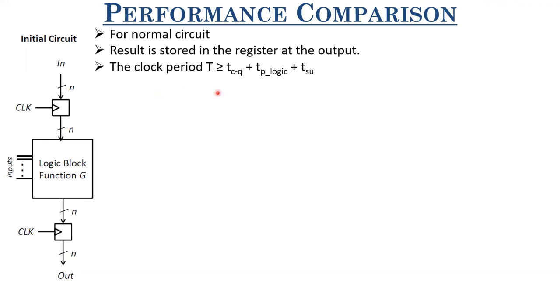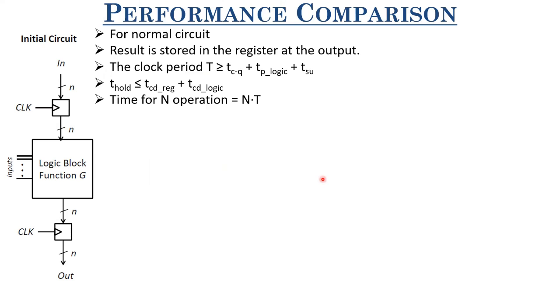What is the clock period? This is the minimum clock period. So this clock period is greater than TCQ plus TP logic plus T setup. This is what we discussed in the first lecture on sequential circuits. What is T hold? T hold should be less than the contamination delay of the register and the logic blocks. What is the time for this operation? If one such operation takes T time, then n such operations will take n times T, right? So time for n operations is n times T.